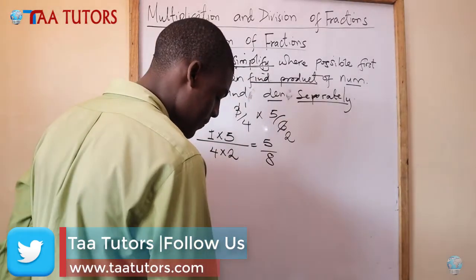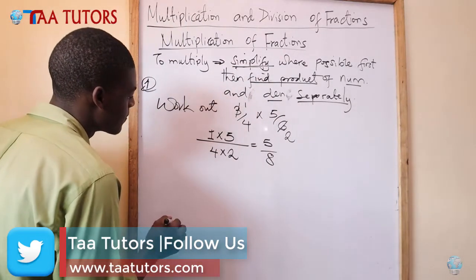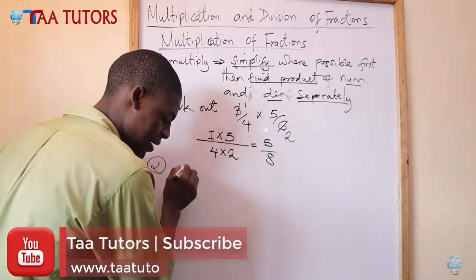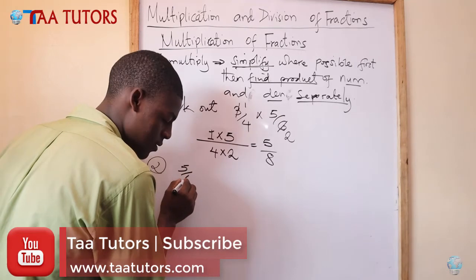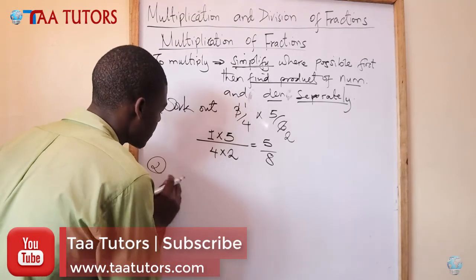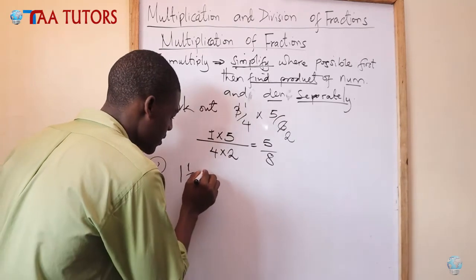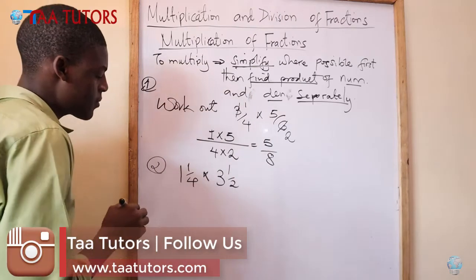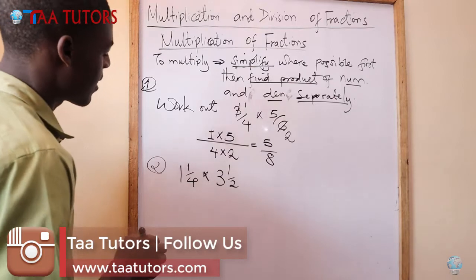The next one, that is example 2 now. We have 1 1/4 times 3 1/2. 1 1/4 times 3 1/2.